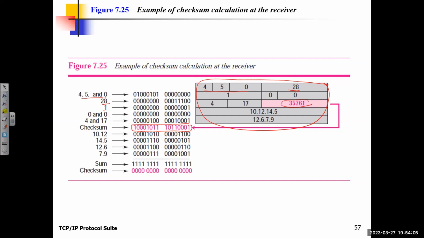That's the destination. Okay, what will you do? You do the sum again, and after that, you do the complement. If the result equals 0, what does it mean? No error. If not 0, there is an error. That means the checksum makes the sum equal all ones, and when you do the checksum again, the value will be 0. Perfect.